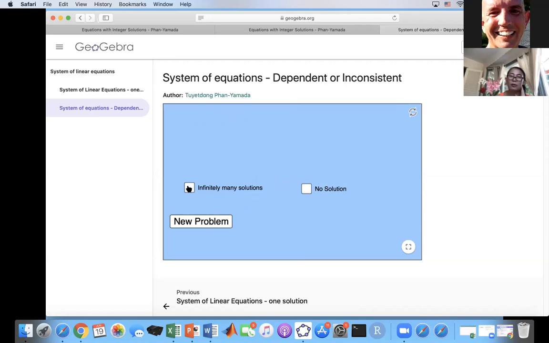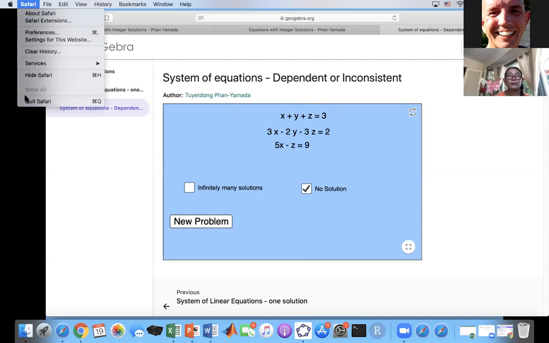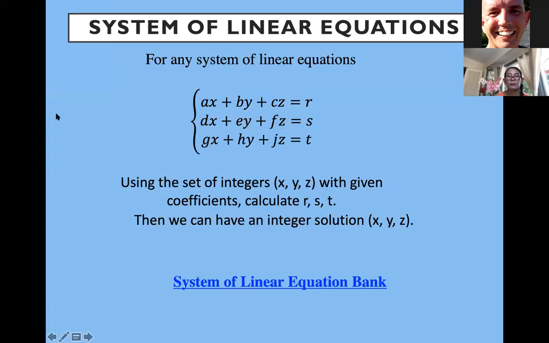And if you choose no solution, these are questions for no solution. So you can have them in here. You can use this one while you're teaching. You can give this number real quick to your student. So that's it for system of linear equations. You have probably seen this before.